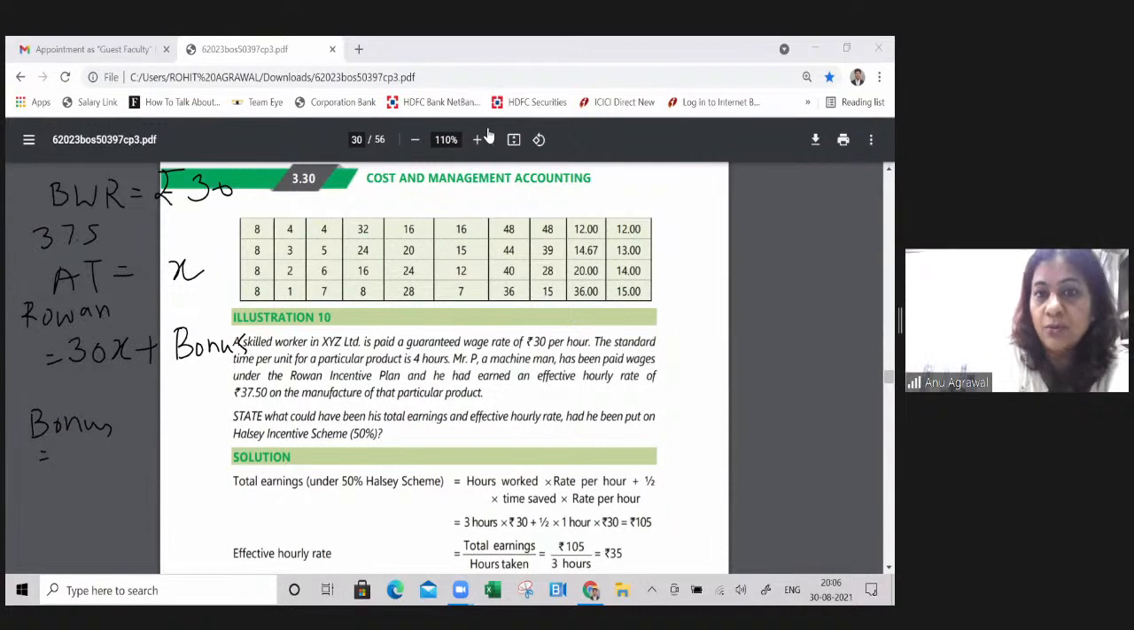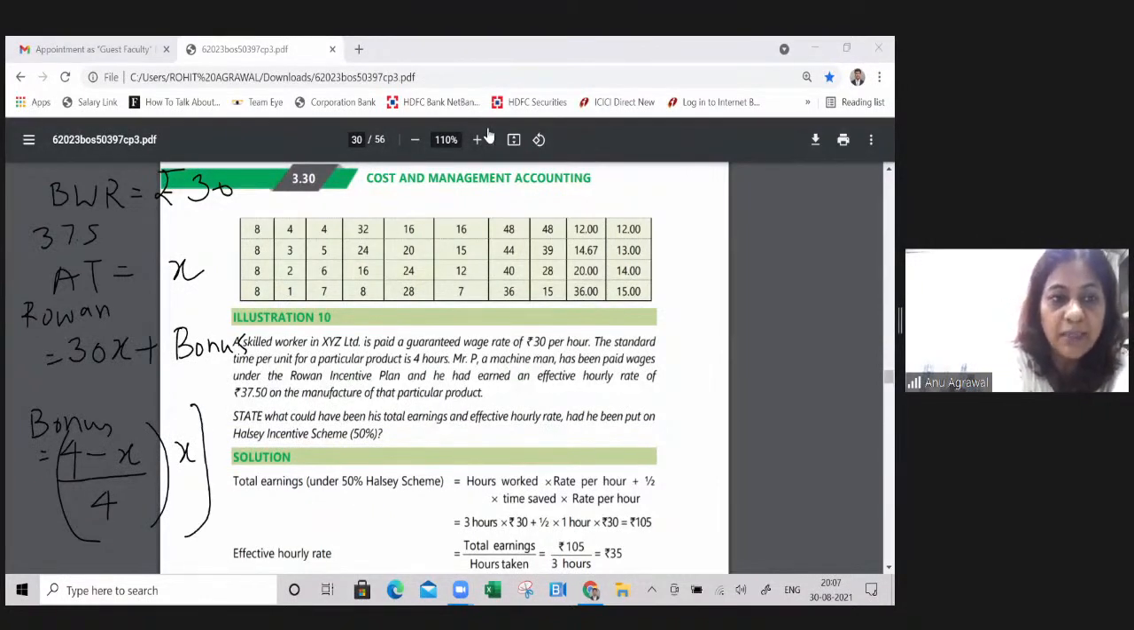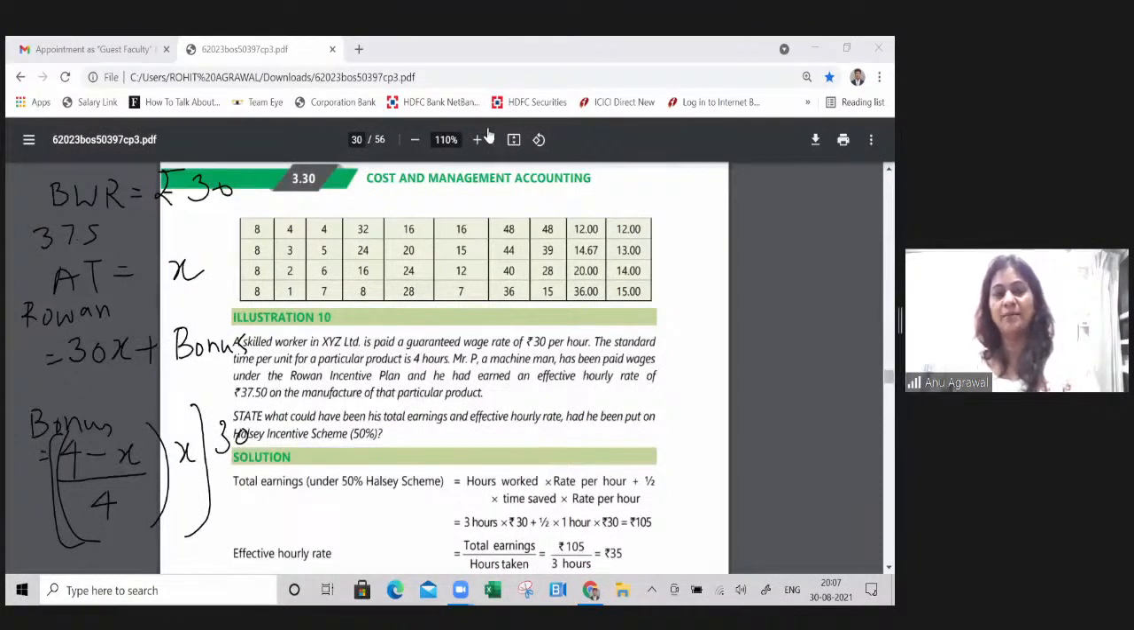You are allowed to work for 4 hours. So time saved will be standard minus actual, which is 4 minus x, divided by standard time or time allowed, which is 4, right, into time taken, which is x. And of course, this whole thing multiplied by 30 rupees. Now, when you're going to solve it, it is going to be 4x minus x square divided by 4. You further multiply this with 30. Solve the equation, Shivani. I think you'll be able to get the answer.